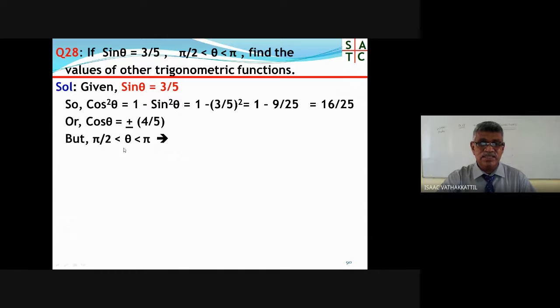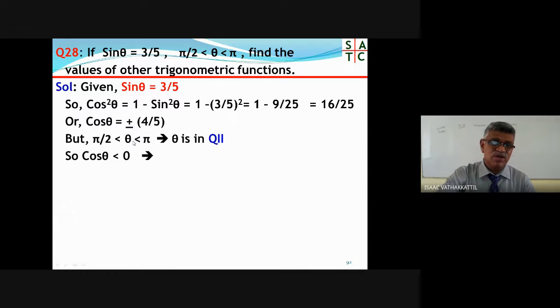Pi by 2 less than theta less than pi, theta is in quadrant 2, so cos theta is less than 0. So you have to identify the quadrant. When cos theta is less than 0, we have cos theta equal to minus 4 by 5.